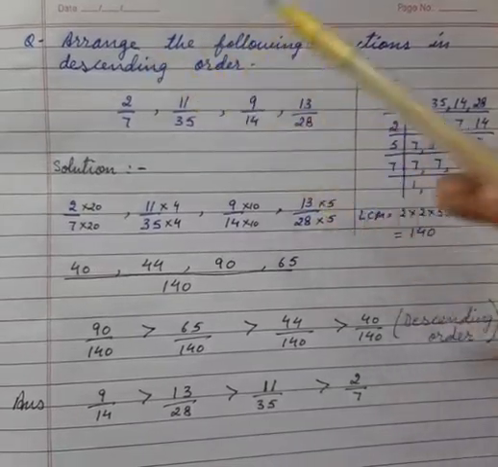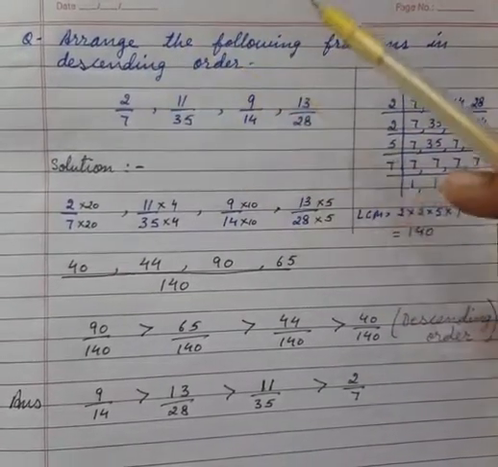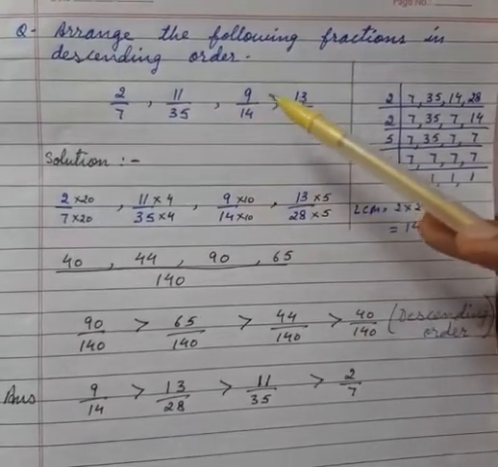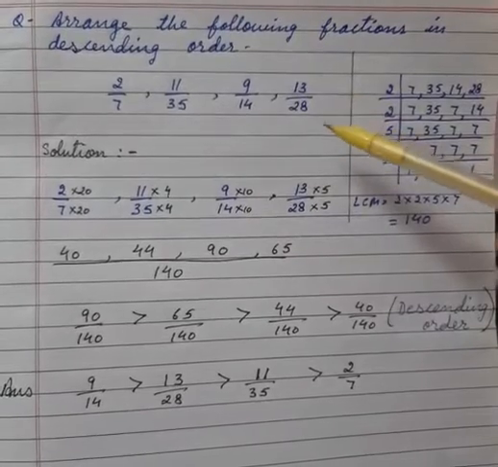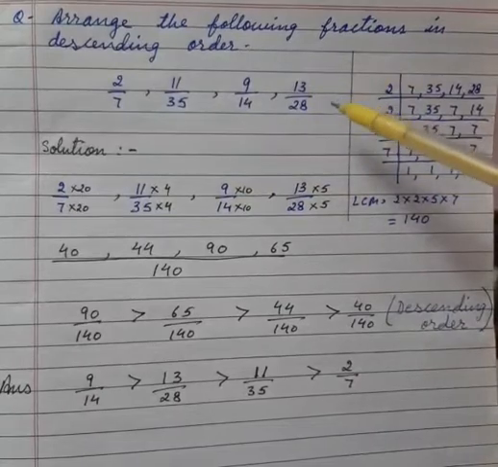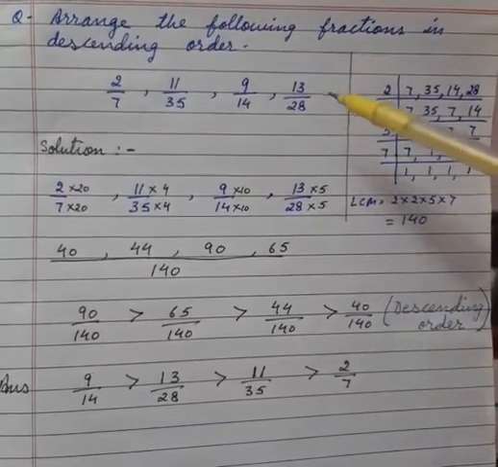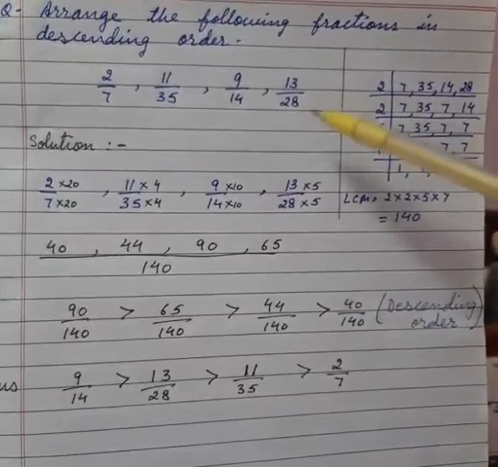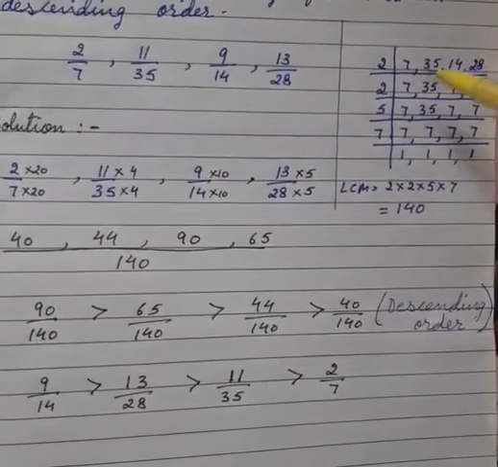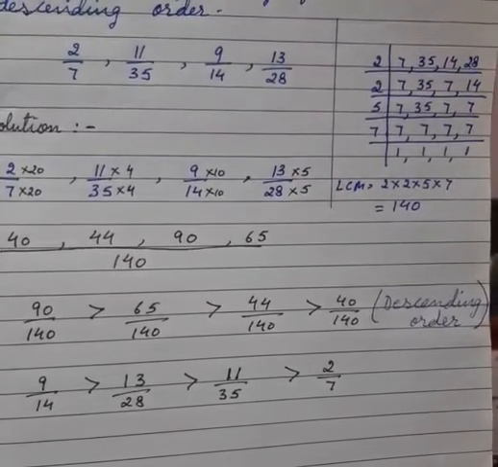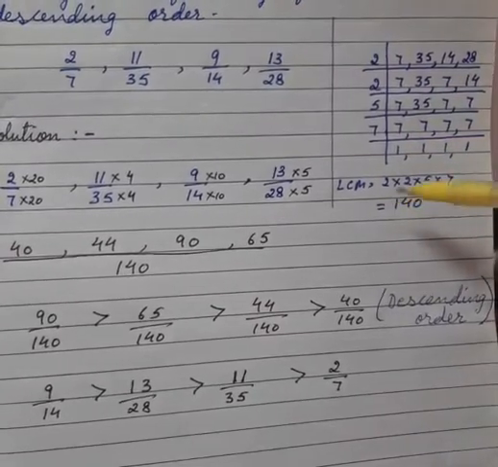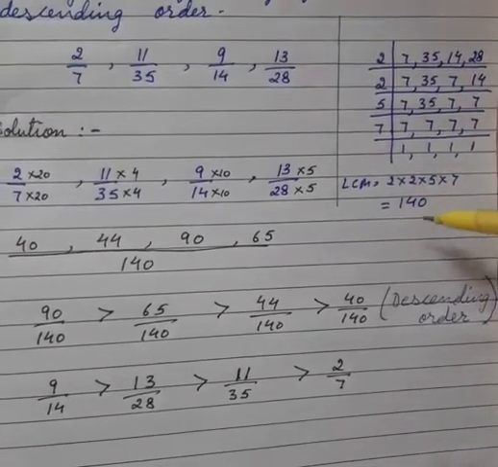Next question, arrange the following fractions in descending order. So now we have fractions 2 upon 7, 11 upon 35, 9 upon 14, 13 upon 28. Out of these fractions you can see none of the numerators or the denominators are same. So again we will have to follow step number 1, that is find the LCM. So we need to find the LCM of 7, 35, 14 and 28. We find the prime factorization of these numbers, and the LCM of all these numbers will be 140.